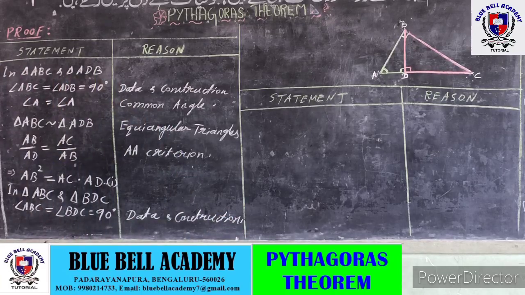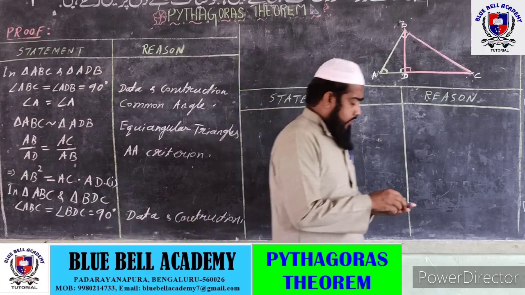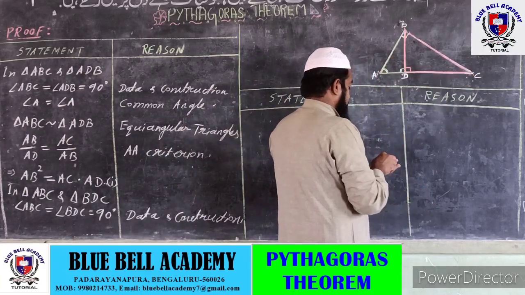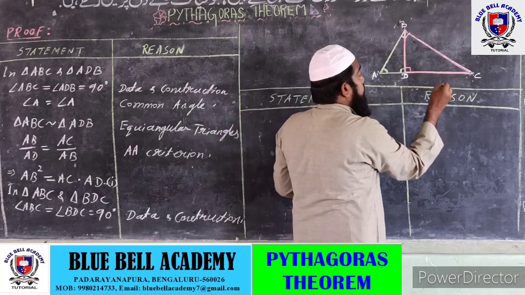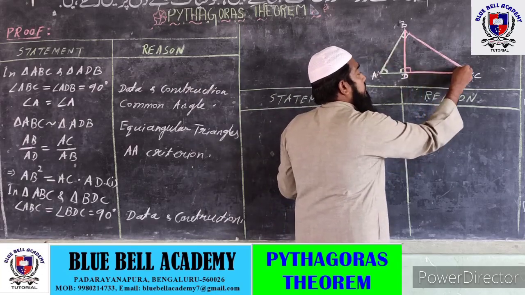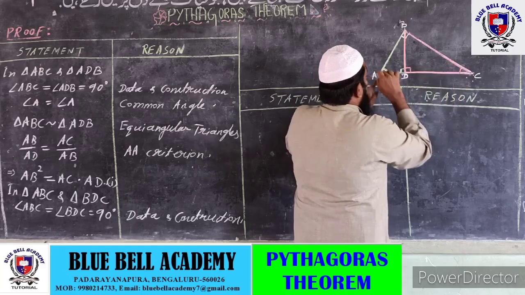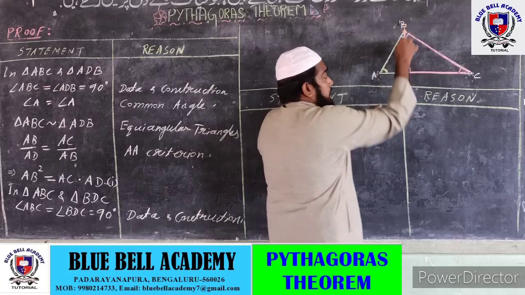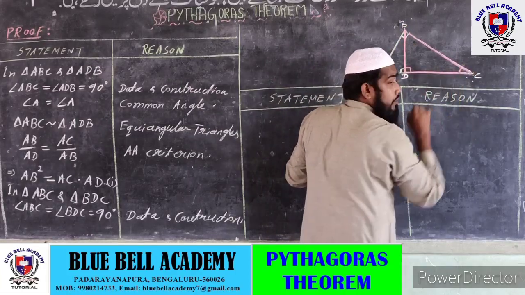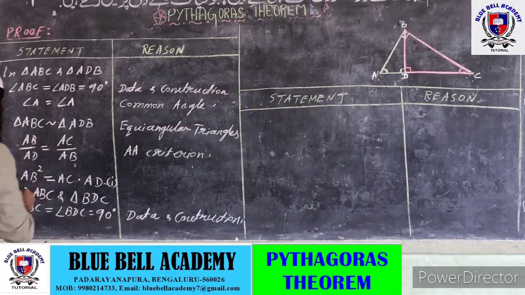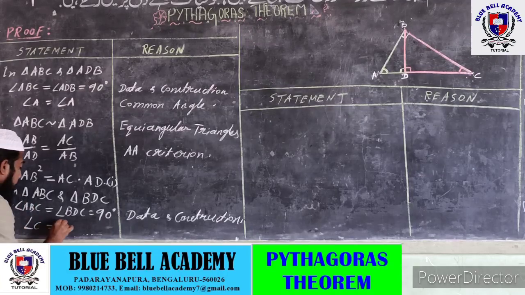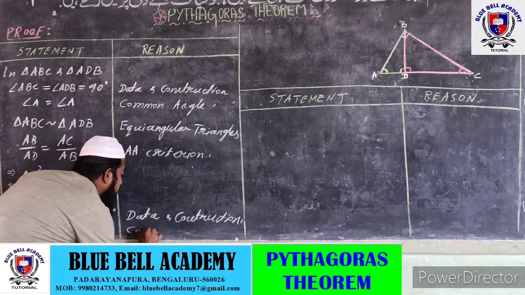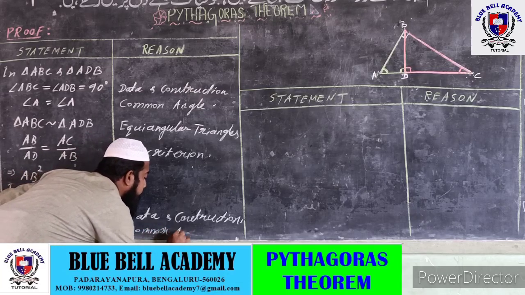Okay? And if you observe both the triangles, our original triangle ABC and this smaller triangle BDC, both the triangles are having this angle C. In triangle ABC, this angle C is present. In triangle BDC, the same angle C is present. So we can say here angle C is equal to angle C, that is the common angle between both the triangles.